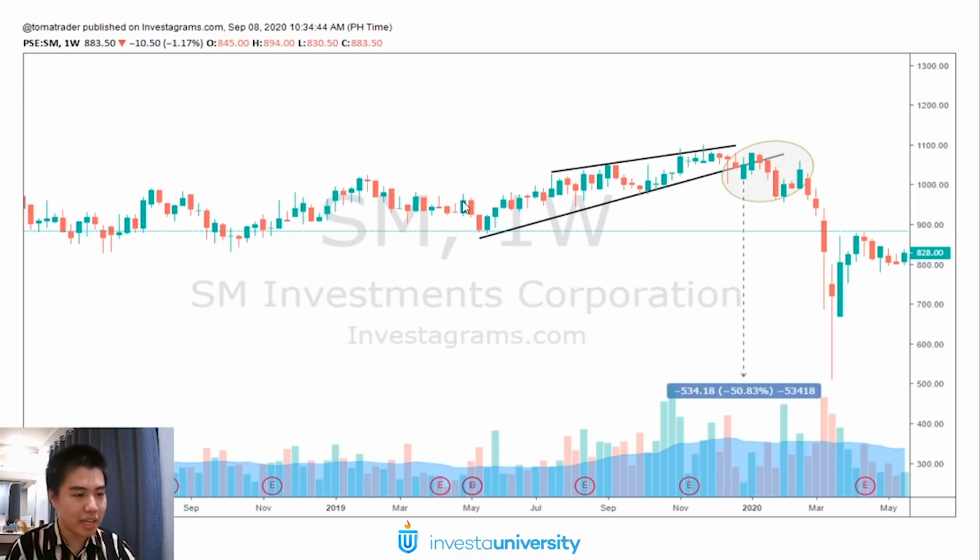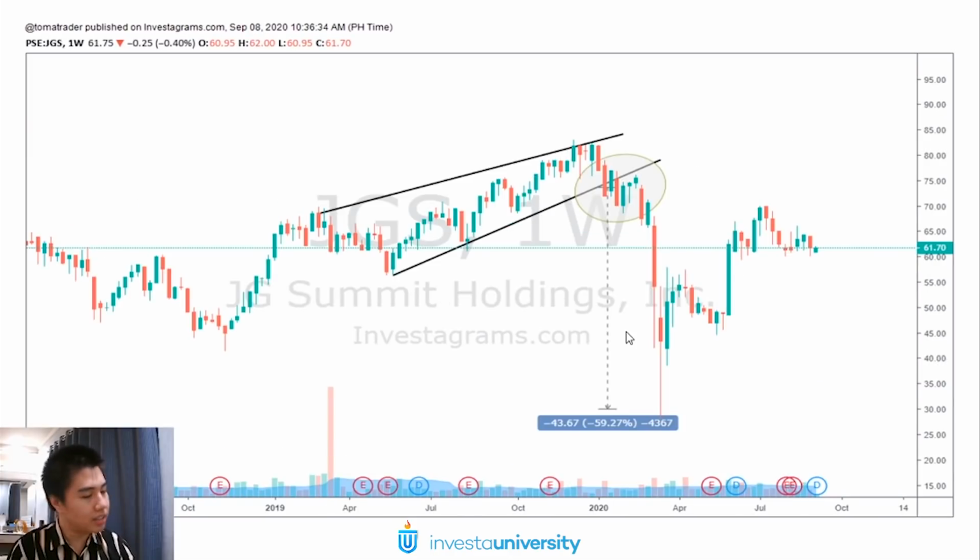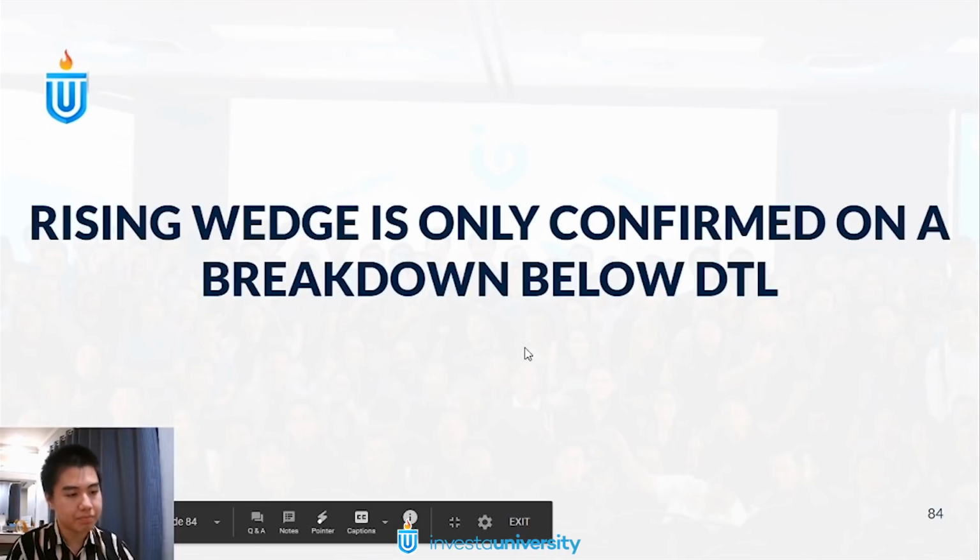So, I just want to show you guys. This is SM. We have an uptrend line here. 1, 2, then it broke down. Then after that, if you didn't cut there, it made a 50% move to the downside. And here are a few more examples of what the pattern looks like. Same thing, JGS, rising wedge, breakdown, went down 59% after that.